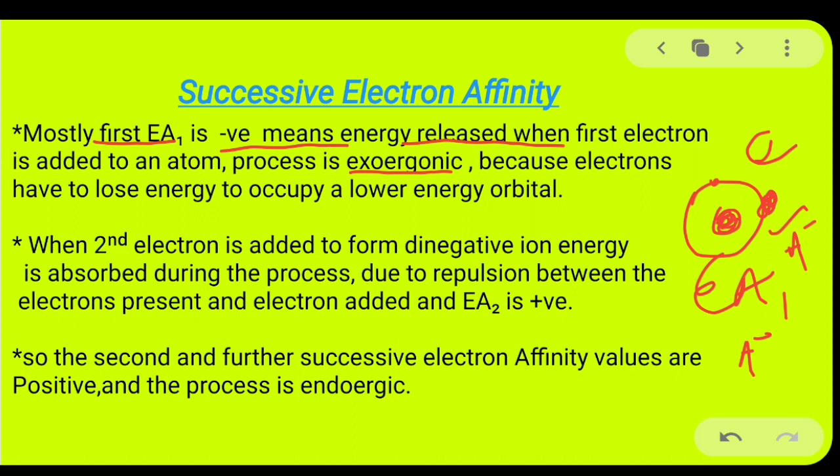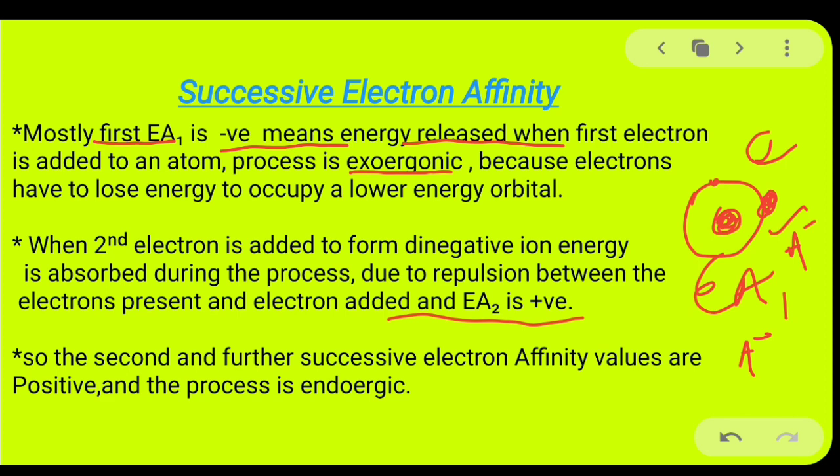So, to keep our second electron and to avoid the repulsion, we must give some energy to make it stable. Hence, when we add the second electron, the amount of energy required to place the second electron is the second electron affinity, or EA2. So, the EA2 value is always positive.